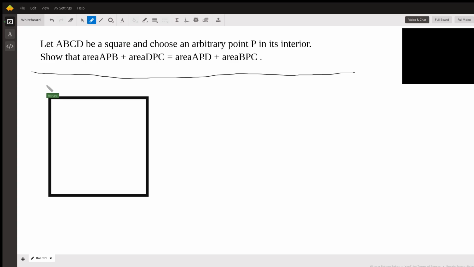We'll call it ABCD. And we're going to have an arbitrary point P. I'll put it over here. Doesn't matter where you put it. And it's going to have the coordinate x comma y here. And now we're interested in four triangles, APB. So I'll draw that one first. We're going to do these one by one here.